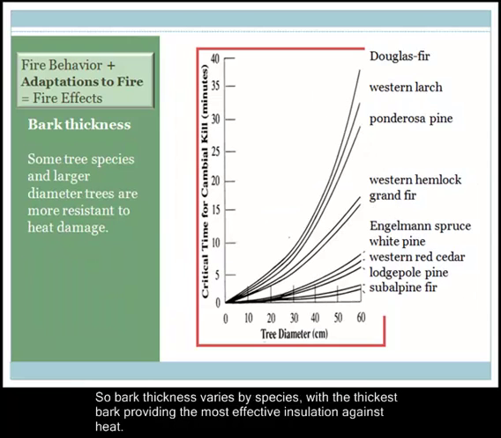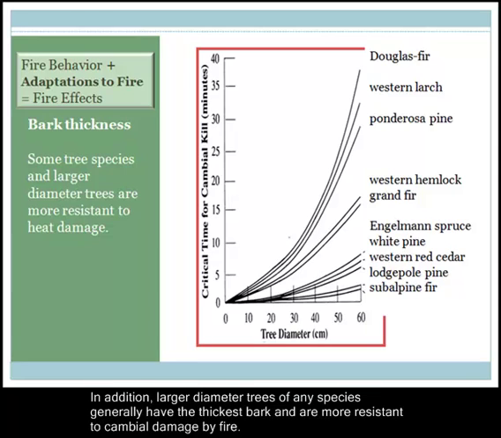So, bark thickness varies by species, with the thickest bark providing the most effective insulation against heat. In addition, larger diameter trees of any species generally have the thickest bark and are more resistant to cambial damage by fire.